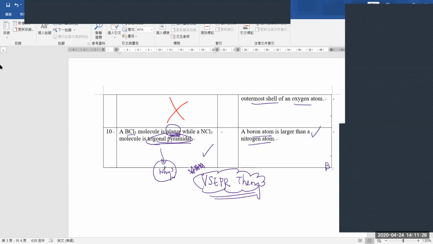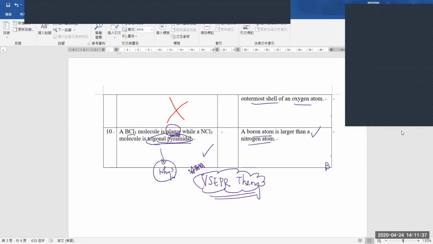What is VSEPR theory? In that silence again. Forgot.